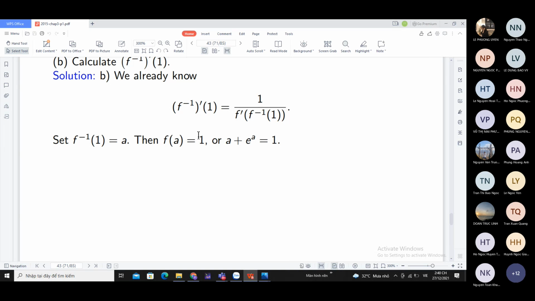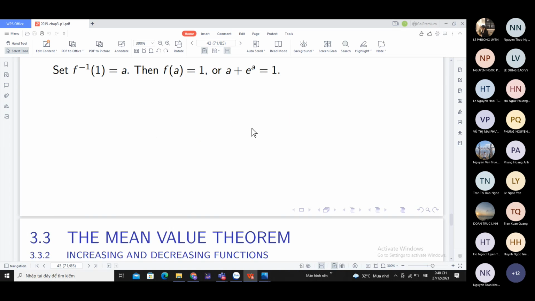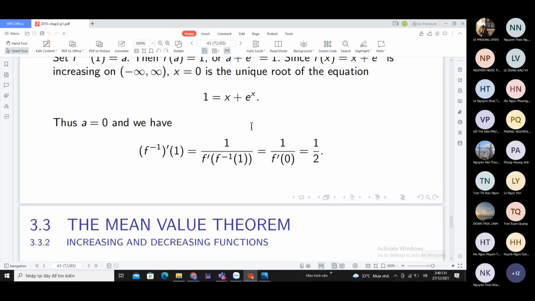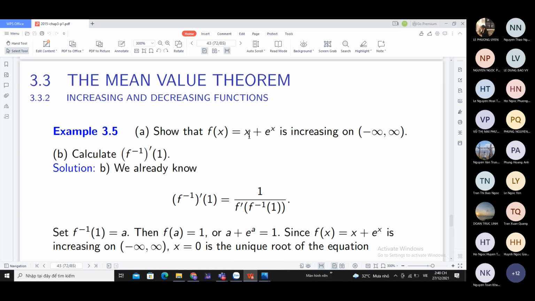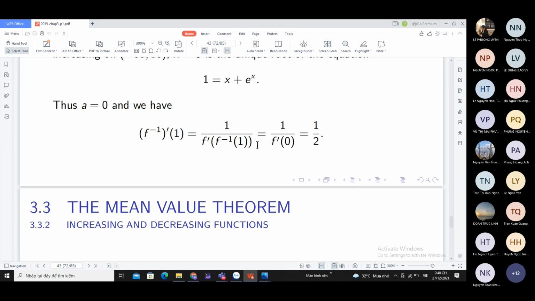And that's why here, the derivative of f inverse of 1 equals 1 over f prime of 0 only. You see? And all we have to do here is evaluate f prime of 0. Clearly f prime of x gives you 1 plus e to the x. So f prime of 0 gives you 1 plus 1, which is 2. So you get 1 over 2 here.